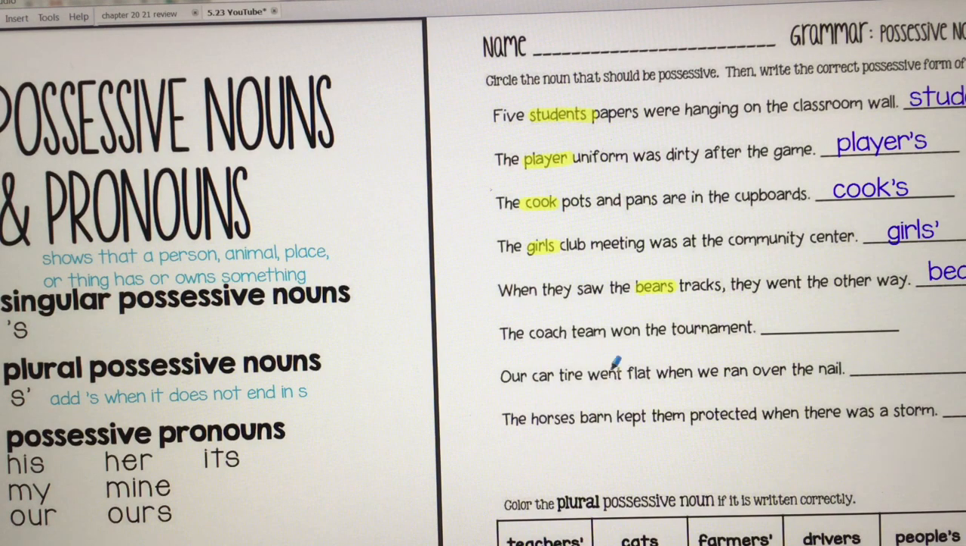The next one. The coach team won the tournament. Well, whose team won the tournament? The coach's team. So we're going to do C-O-A-C-H, right? And it is singular, so you're going to do apostrophe S.